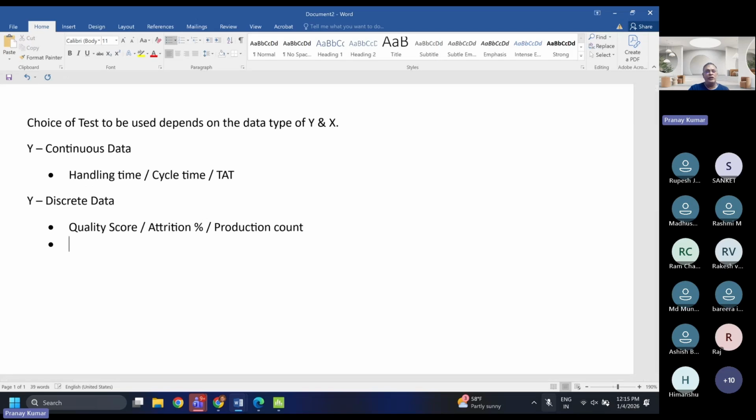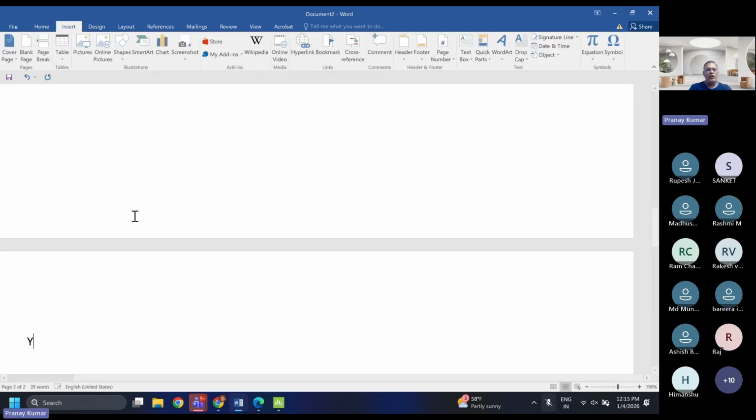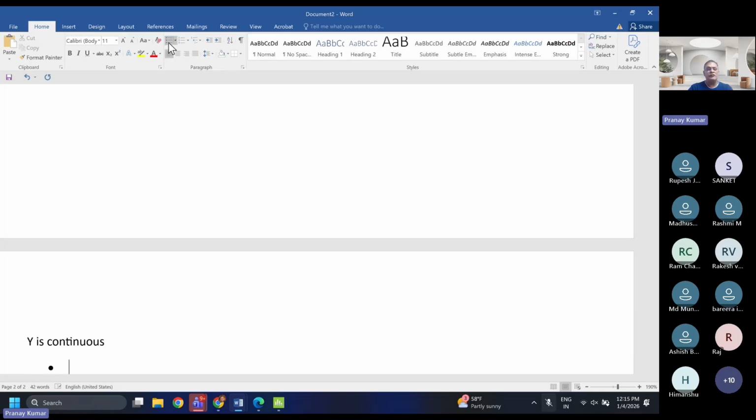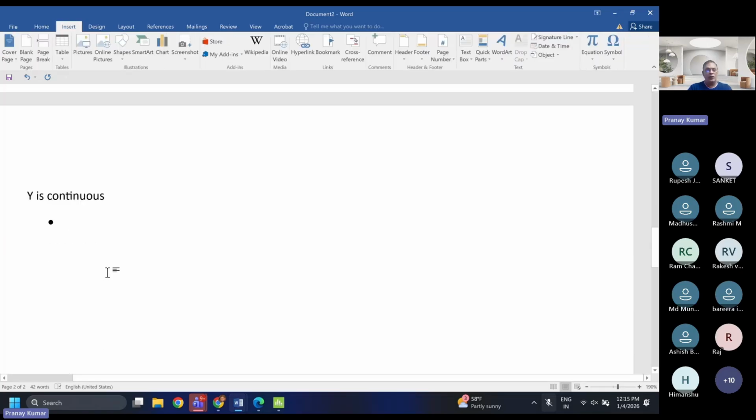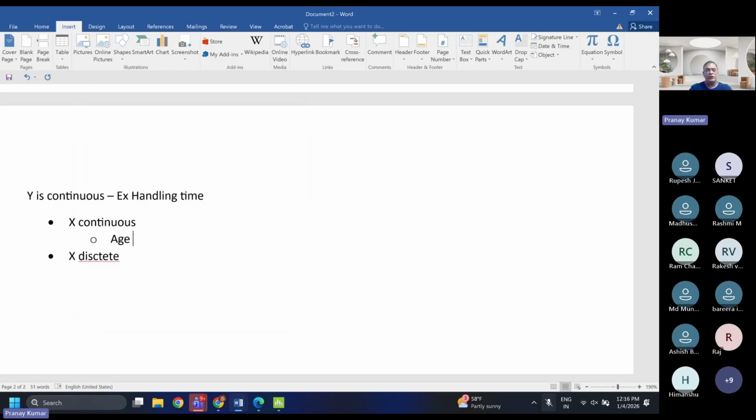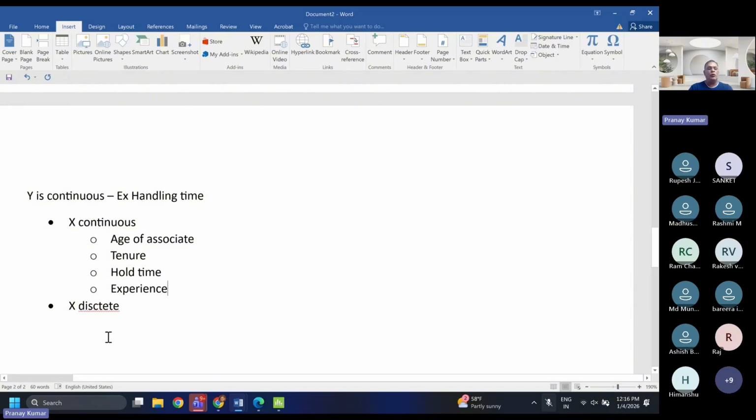We are looking at situation number one first: Y is continuous. Again, two possibilities for the factor associated with your project Y, which is continuous: I could have a factor which is continuous or a factor which is discrete. For example, I'm doing a project on handling time. My factor is age of the associate, and age is continuous data. Similarly, employee tenure is also continuous. Similarly, hold time is continuous. Similarly, experience is continuous. Or it could have been discrete data, maybe shift, gender, process knowledge, test scores, etc.